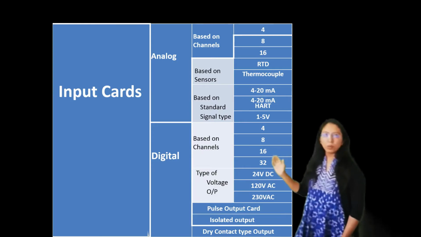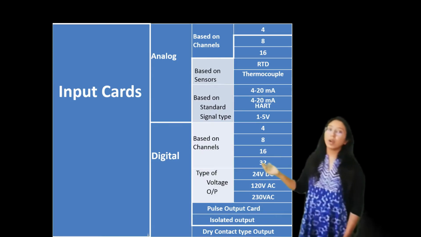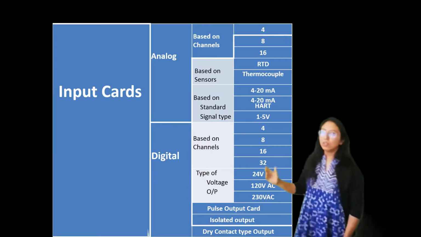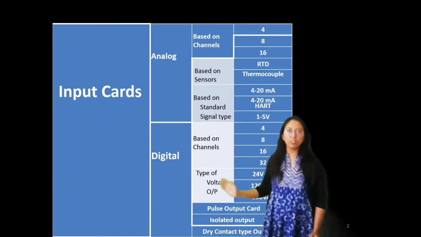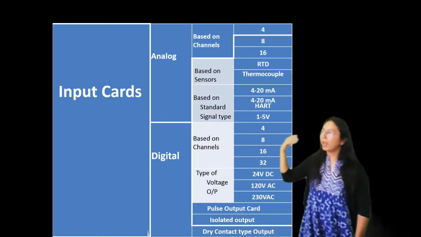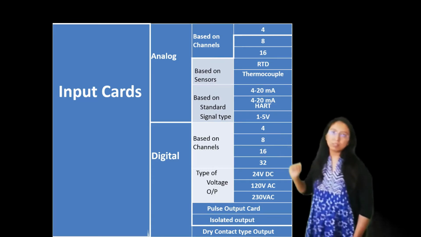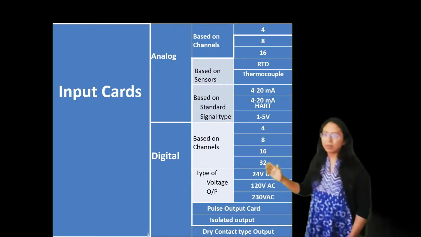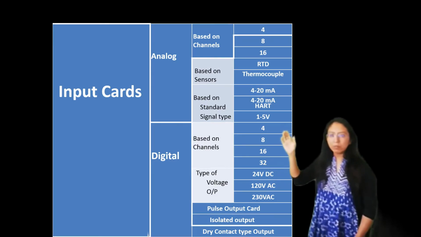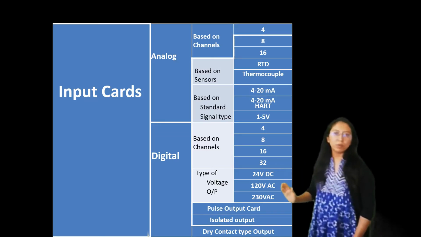In chapter 2, first I discuss input cards and output cards of DCS. In input cards, we can apply analog input and digital input. In analog input, we can connect 4, 8, or 16 inputs. In the same way in digital, based on channel, we can connect 4, 8, 16, and 32 inputs.